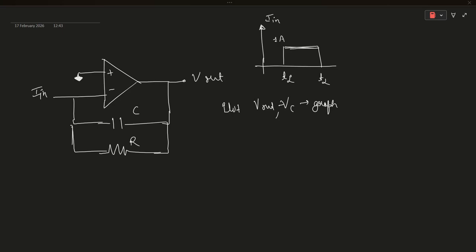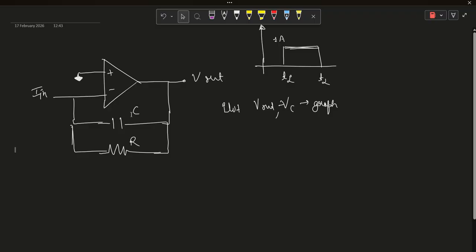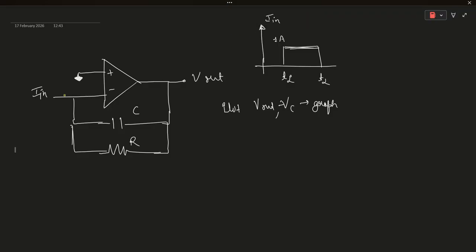So hello guys, this one is the analog question for the OA from Texas Instruments. In this question, an op amp is given and we have an input current. This is the injecting input current. In this, we have to plot the Vout and VC graph on this axis.